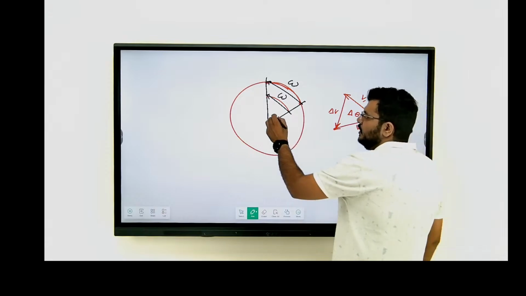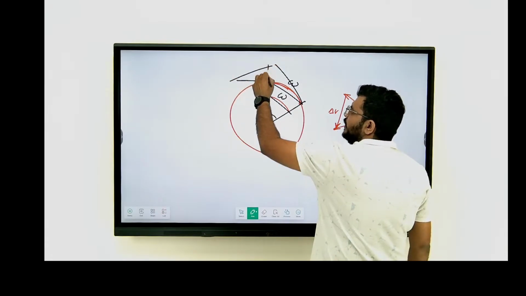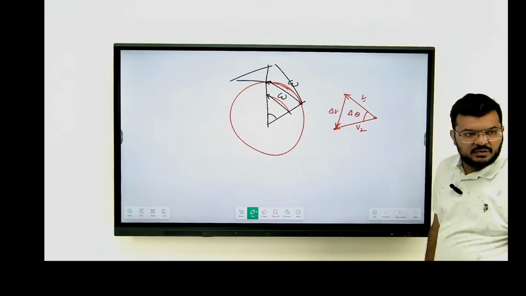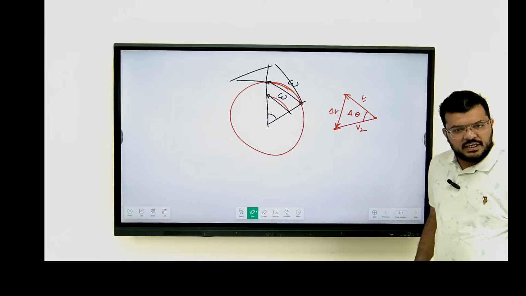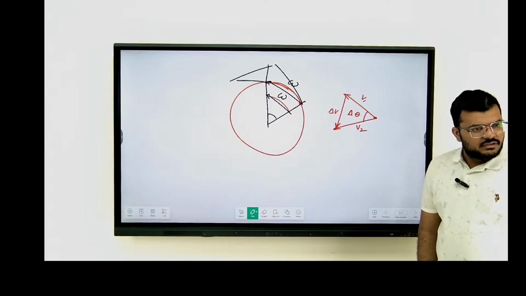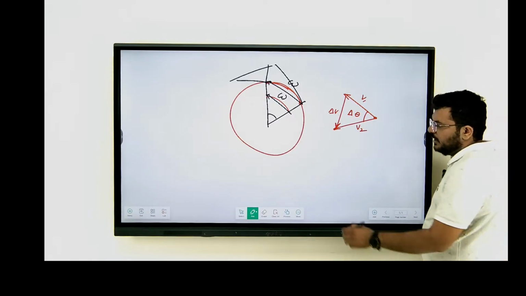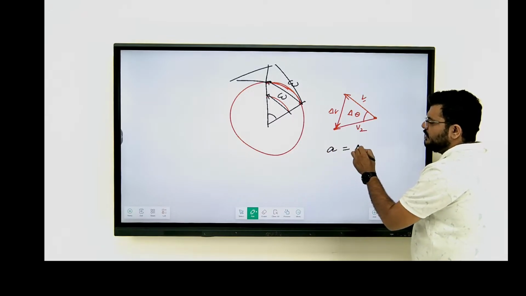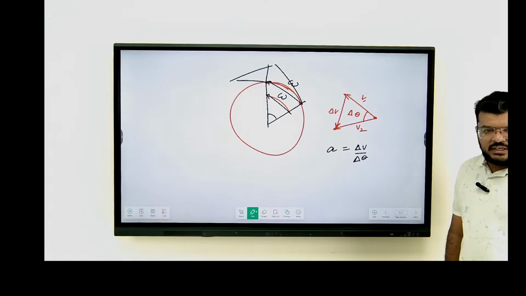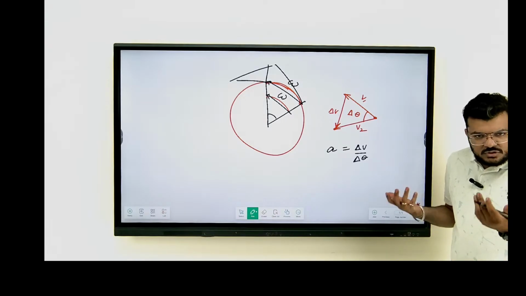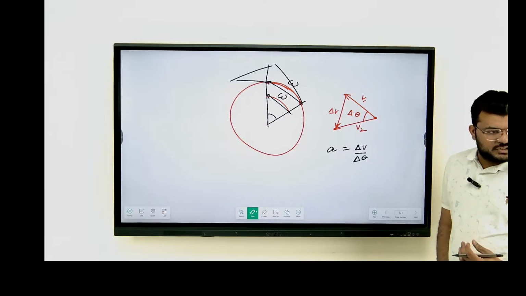The triangle made here and the triangle made here, right? If I make it like this, these two triangles are going to be similar, but not going into it, just that this angle will also be delta theta. So can I say acceleration is nothing but delta v by delta t? This is obvious, right? But how do we find out angular acceleration, right?